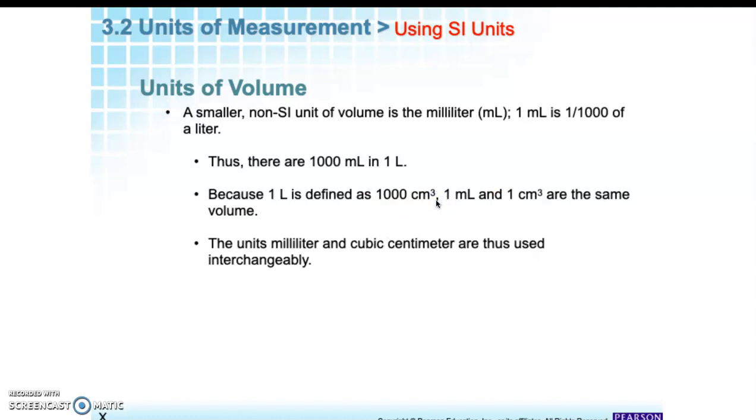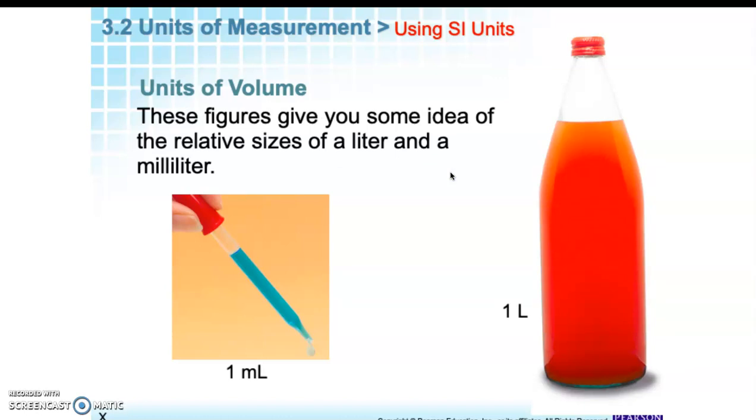Something smaller than a liter would be a milliliter, and it's 1/1000th of a liter, and that means that there's 1,000 milliliters in a liter. The good news is that a milliliter and a cubic centimeter are the same thing, so we can use that interchangeably, and we can get from cubic centimeters to liters pretty fast that way if we need to. So milliliter and cubic centimeter are interchangeable when we talk about their values. But just understand liters are what we deal with the most, but you may see milliliters or cubic centimeters also in volume.